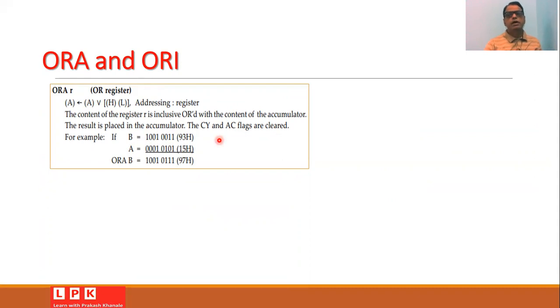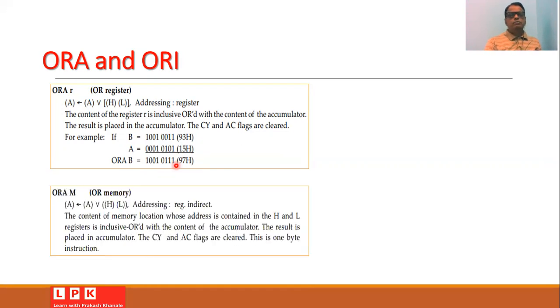Say for example, if I write B is equal to 1001 0011, and A is equal to 0001 0101, and if I use the instruction ORA B, then I will get the result 1001 0111. One can easily observe that in inclusive OR, if any one of the bits is 1 or both the bits are 1, then the result is 1.